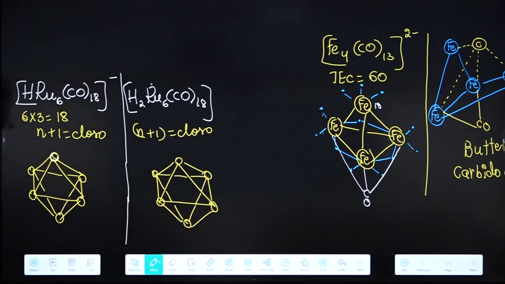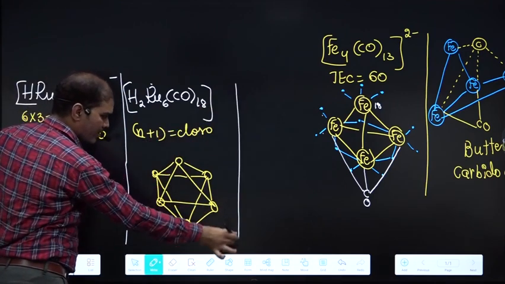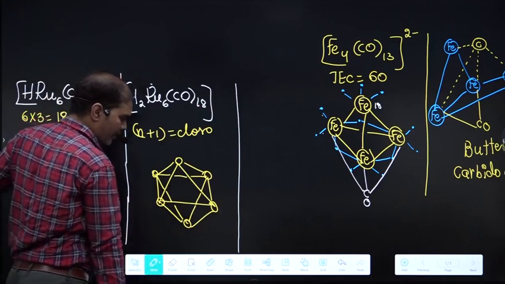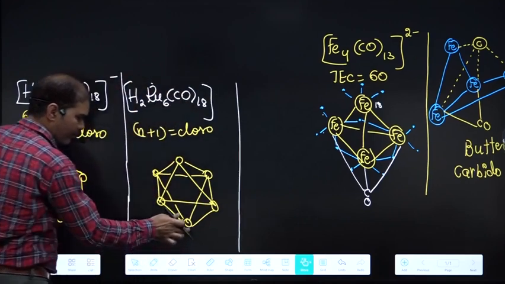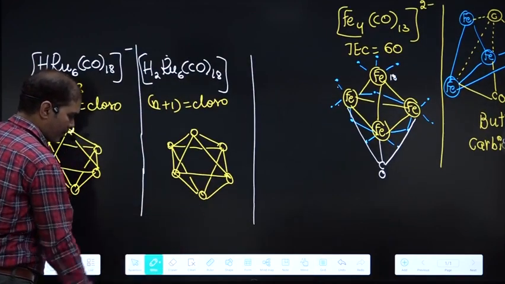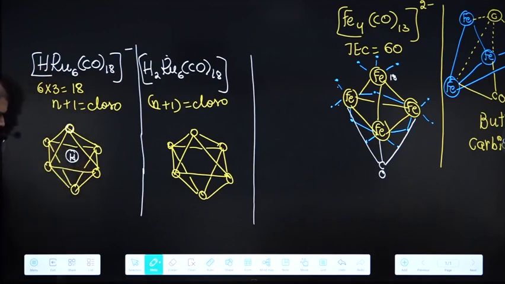This is the skeleton. Okay. Now an important point is, where should you put the hydrogens? Where should I put the hydrogens? For the first one, it was found to be interstitial. So hydrogen is present in the center. Okay. It is a hydrido cluster.